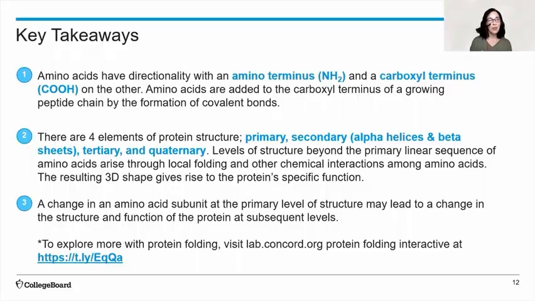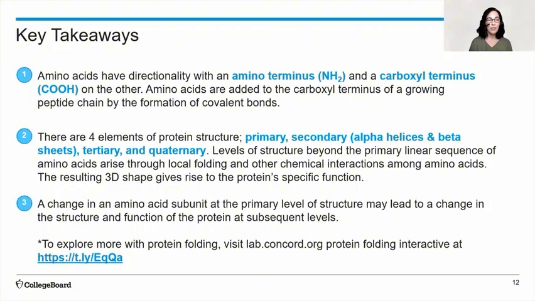So here are some key takeaways. Amino acids have directionality with an amino terminus and a carboxyl terminus. Amino acids are added to the carboxyl terminus of a growing peptide chain, forming covalent bonds. There are 4 elements to protein structure: the primary, which is that linear sequence of amino acids; secondary, your alpha helices and beta sheets; tertiary, your 3D functional form for many proteins; and quaternary, where you have multiple polypeptide chains interacting.